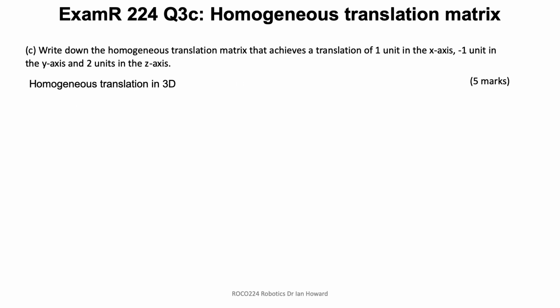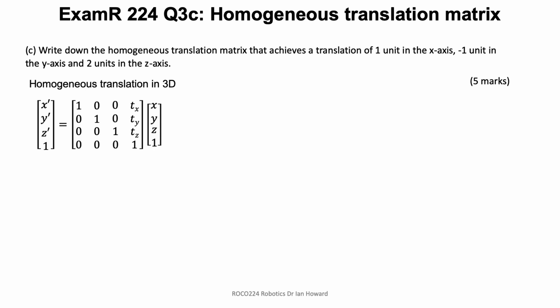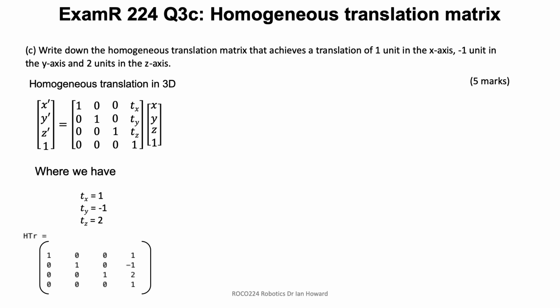Now write down the homogeneous translation matrix that achieves a translation of 1 in x, minus 1 in y, and 2 in z. So in other words, let's jump straight to the homogeneous transformation matrix. We know that a translation matrix has no rotational components, so the rotational part of the homogeneous transformation is going to be the identity matrix, 1, 1, 1. And we have the translation in x, y, and z, which in this case is 1 in x, minus 1 in y, and 2 in z. You just have to substitute those values in, and we come up with our homogeneous transformation matrix.